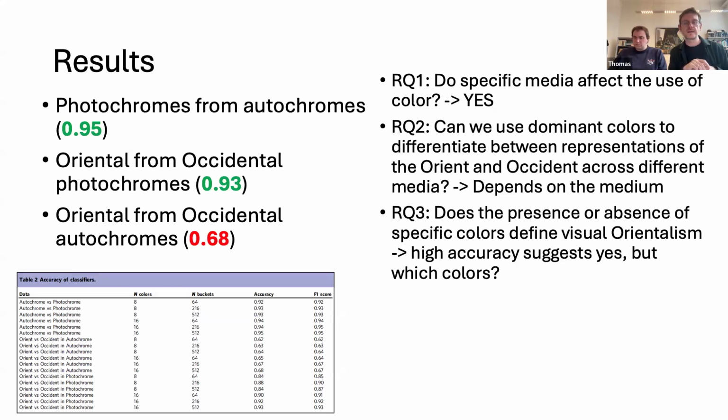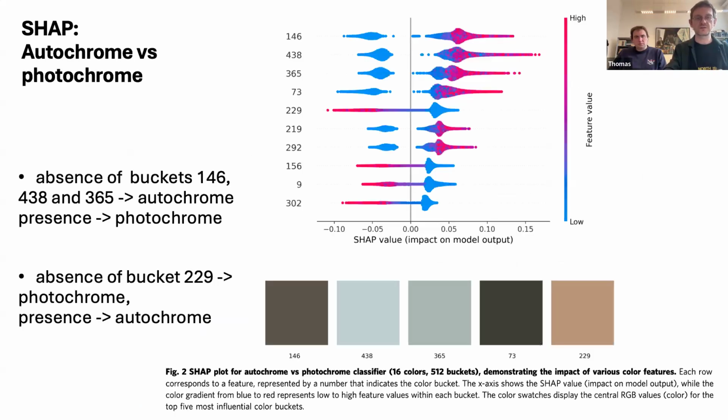But that still leaves us with the third research question: does the presence or absence of specific colors define visual Orientalism? So we now know we can make a difference between the two, but what is driving this difference? So for that, we turn to these SHAP values, this explainable AI technique. These graphs can be a bit daunting at first, but I'll try to walk you through it.